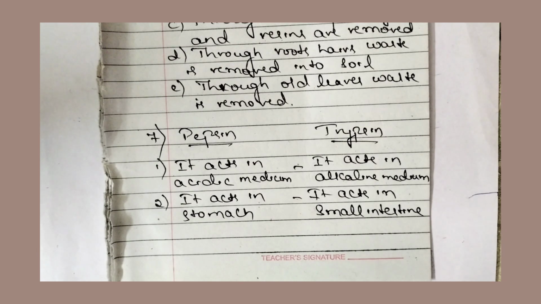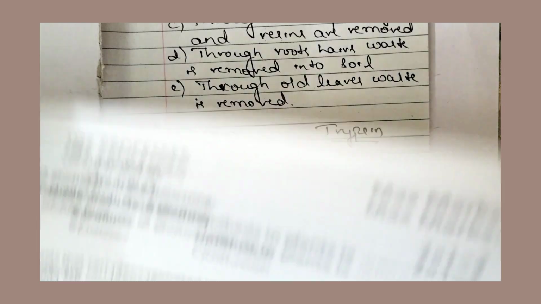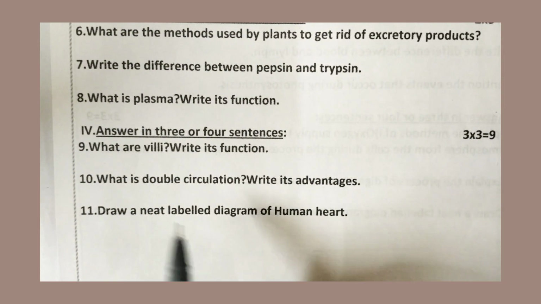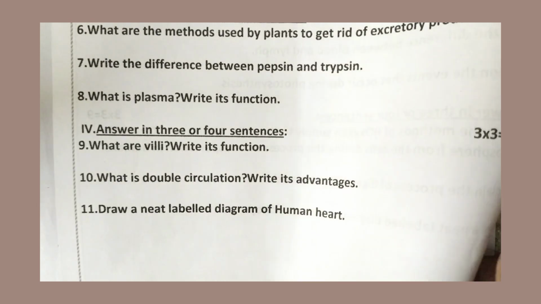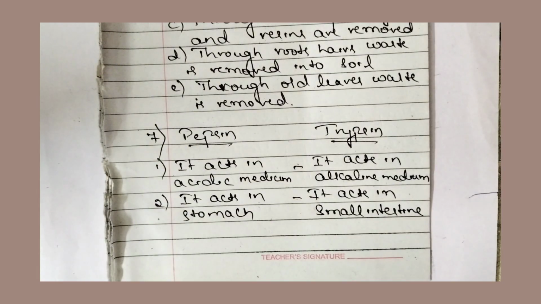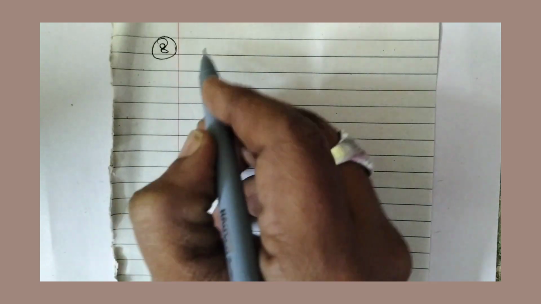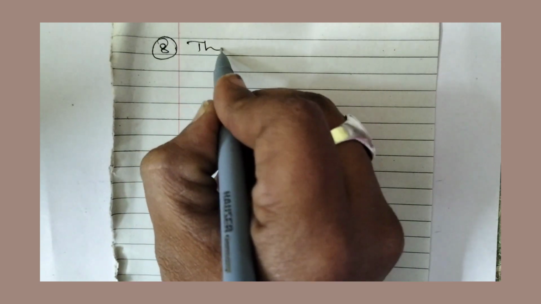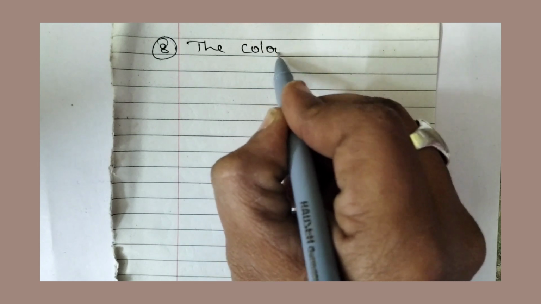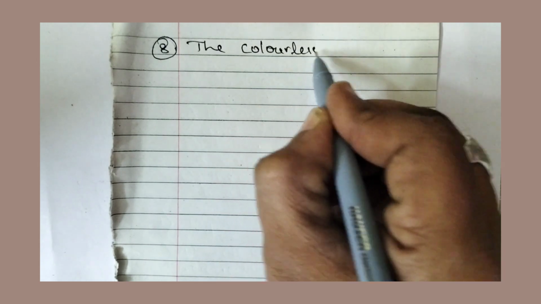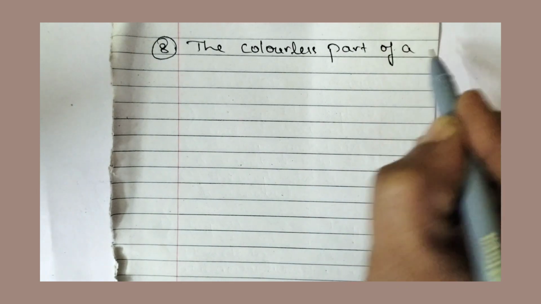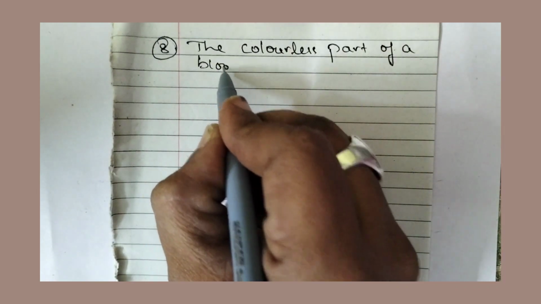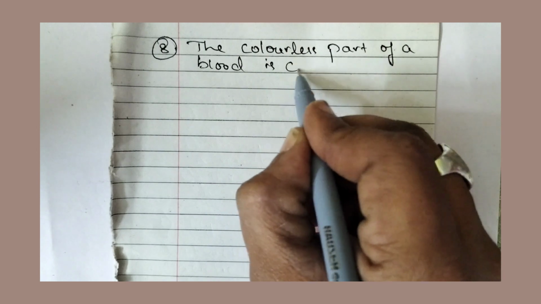Now let us move to the next question, question number 8. Question number 8 is: what is plasma? Write its function. Let us answer what is plasma and its function. What is plasma? The colorless part of blood is called plasma.